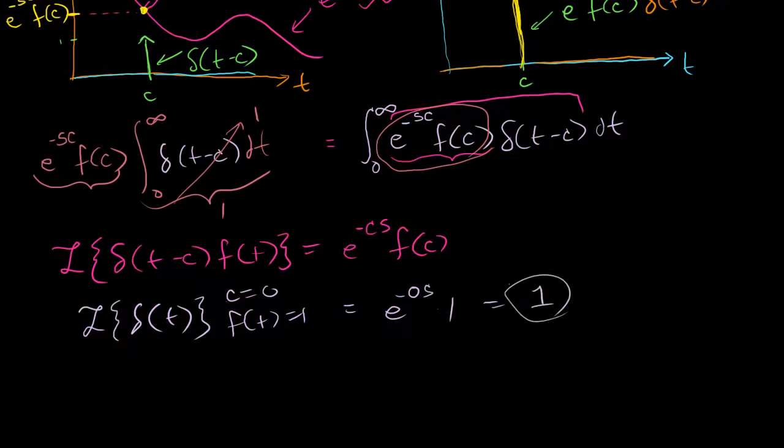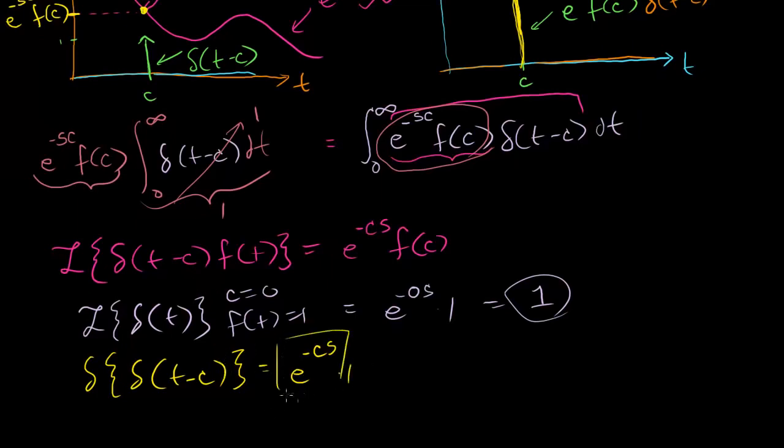And then if we wanted to figure out the Laplace transform of our shifted delta function, this is just a special case where f of t is equal to 1. We could write it times 1, where f of t is equal to 1. So this is going to be equal to e to the minus cs times f of c, but f is just a constant, f is just 1 here, so times 1, or it's just e to the minus cs.